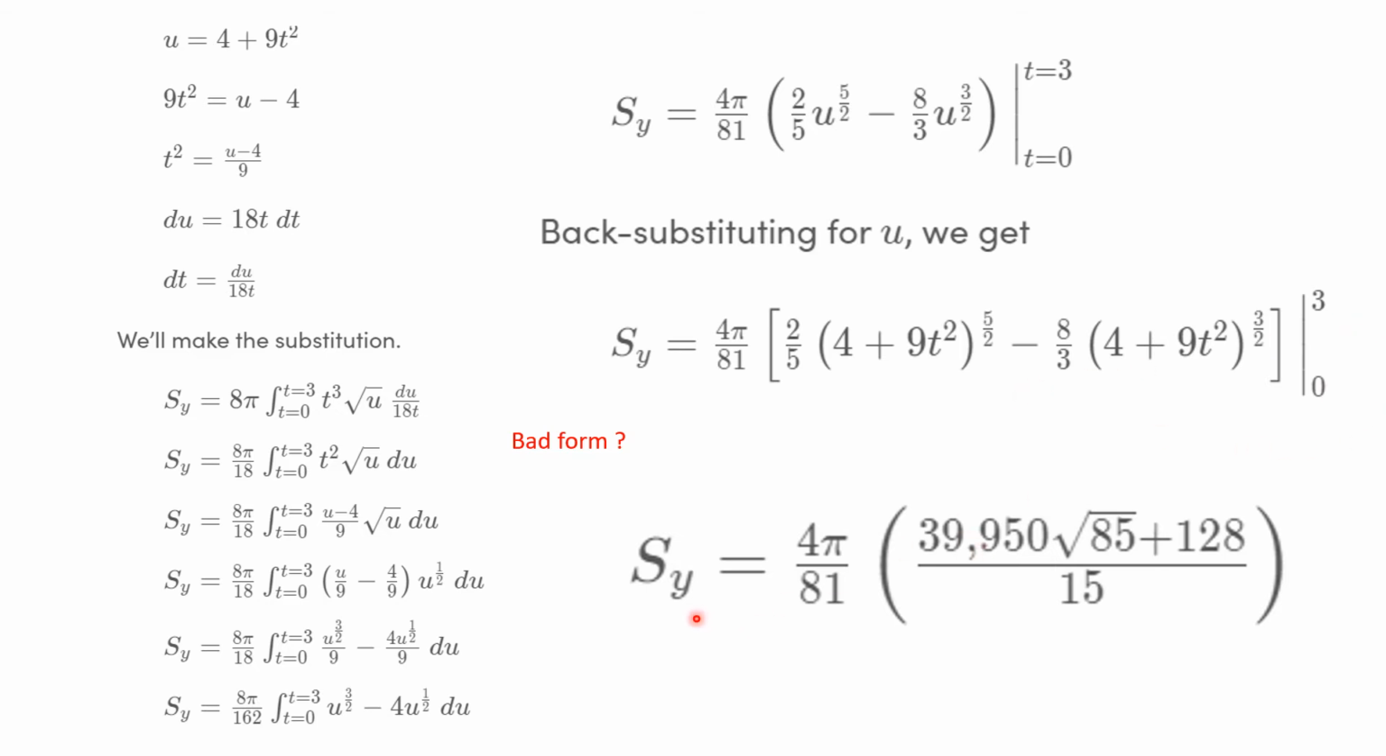And if you simplify, you get that this answer is 4 pi over 81 times the whole of 39,950 times the square root of 85 plus 128 over 15. This is the exact answer, and that's what I would be looking for if you did this. Now, some of my students would say that's the ugliest number they've ever seen in their life, but I would remind them that there are no ugly numbers, just like there are no ugly babies.